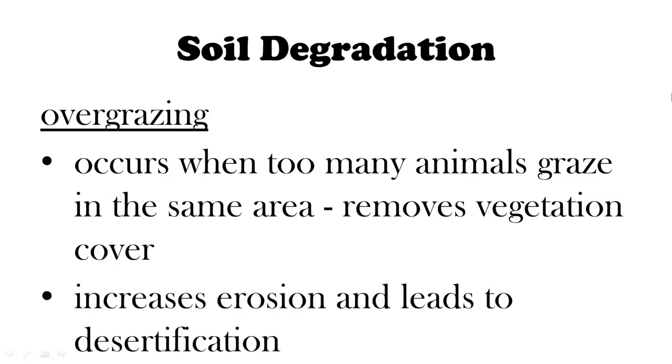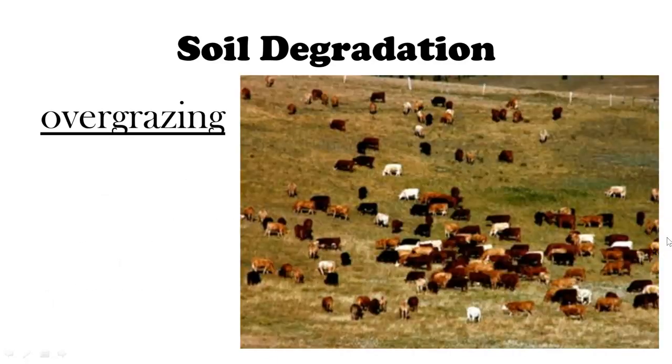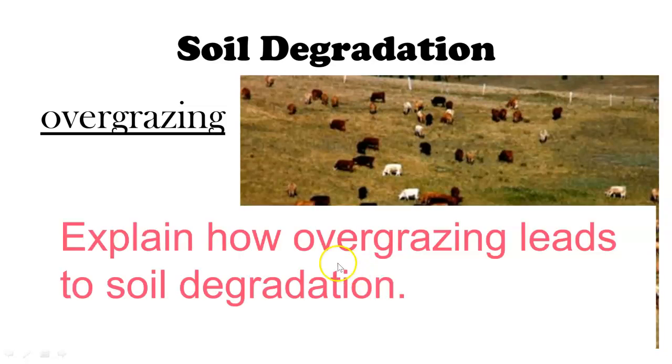This causes increased erosion and leads to a process called desertification. Desertification is just what it sounds like. It's the process by which fertile land becomes desert over time. So in drier areas, after the vegetation is removed by the livestock, it's wind erosion that's going to cause a huge problem. In wetter areas, the main problem is going to be water erosion. Make sure you can explain how overgrazing leads to soil degradation.